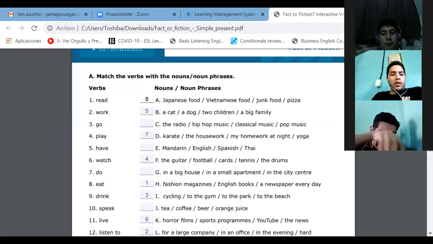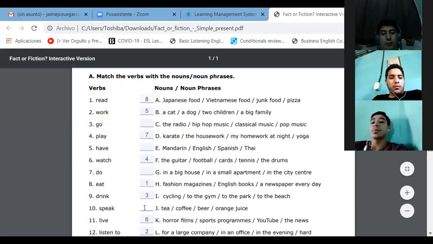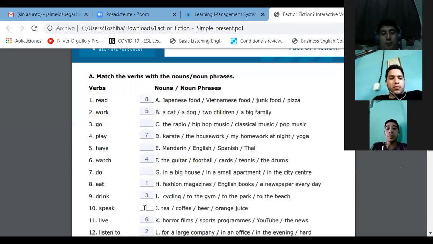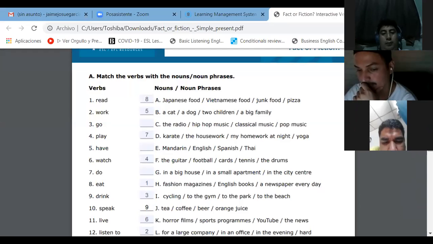Is letter J. Oops. J. Yes. You drink tea, you drink coffee, you drink beer, you drink orange juice. Number 10. Luis Quintanilla.